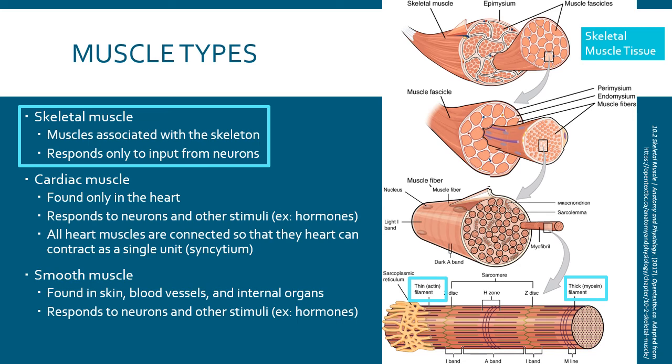This is just basics. For the smooth muscle, that's what you see in your skin. So we talked about those erector pili muscles that control the hairs. You see them in your blood vessels and in your internal organs. So we talked a little bit about Hirschsprung disease and the intestinal system. Those are smooth muscles. They respond again to neurons, but also to other stimuli.